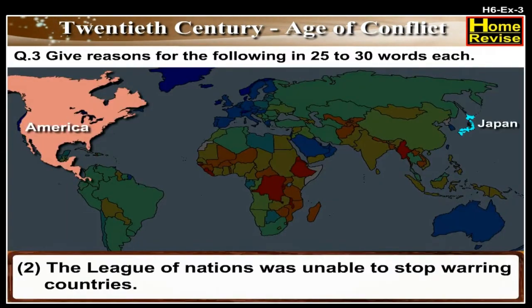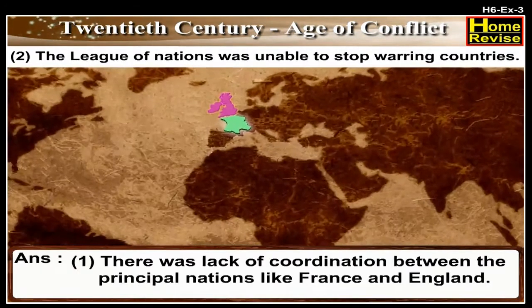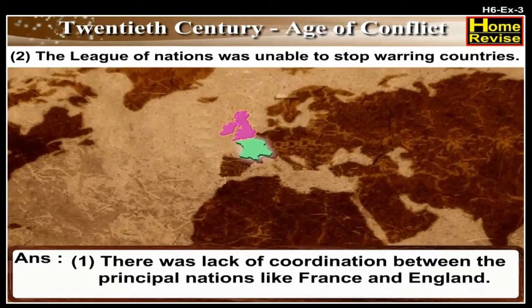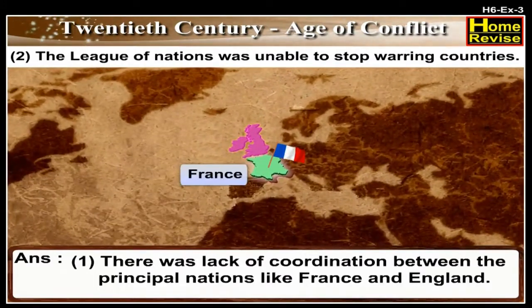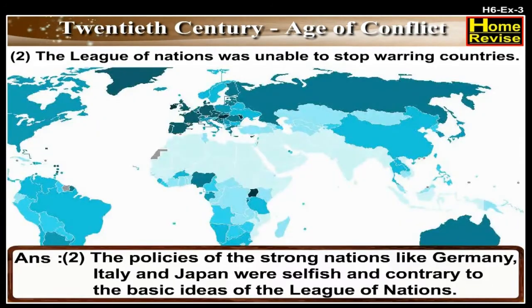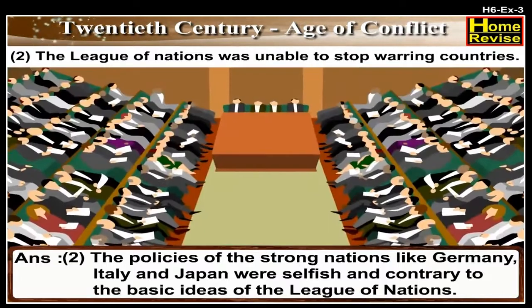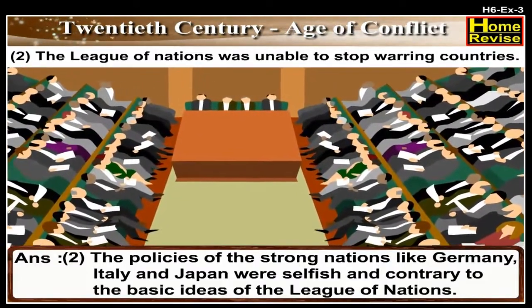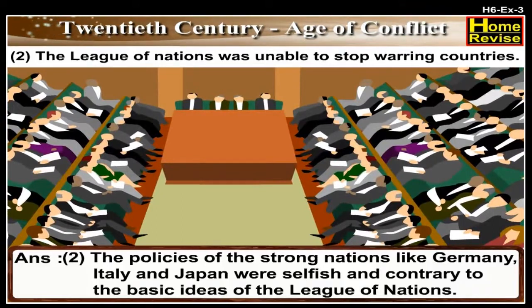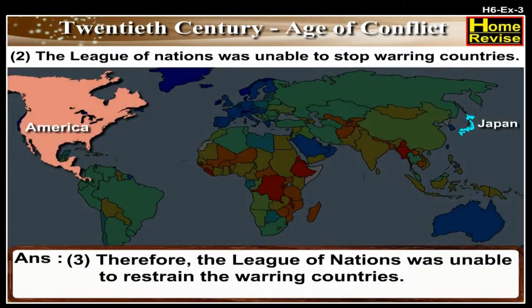Two. The League of Nations was unable to stop the warring countries. Answer. 1. There was a lack of coordination between the principal nations like France and England. 2. The policies of the strong nations like Germany, Italy and Japan were selfish and contrary to the basic ideas of the League of Nations. 3. Therefore, the League of Nations was unable to stop or restrain the warring countries.